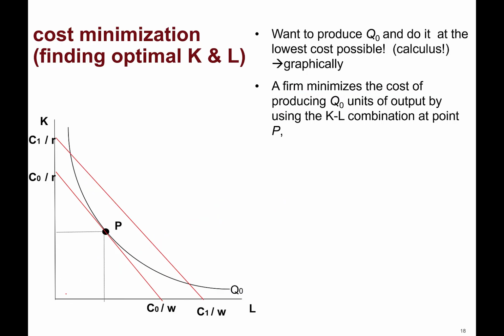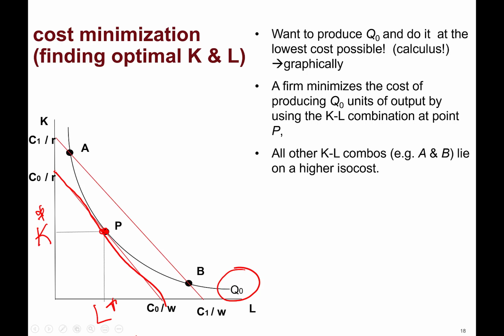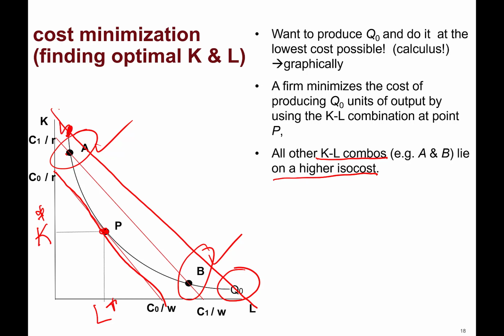So the optimal point will be P, where your isoquant is tangent to this isocost curve, the lowest isocost curve. Point P will give you that optimal combination. You could put a star, K star, L star. Those are the quantities of inputs we should be hiring. All other capital labor combinations, for instance point A or point B, lie on a higher isocost, so point A or B will be more expensive. Another isocost curve, another point here, even more expensive.